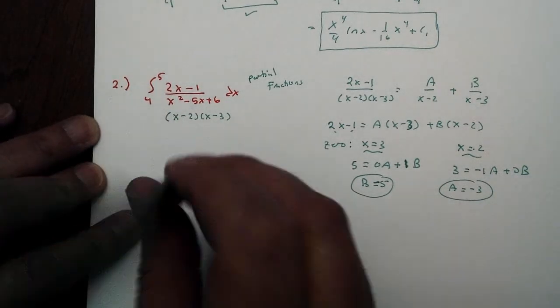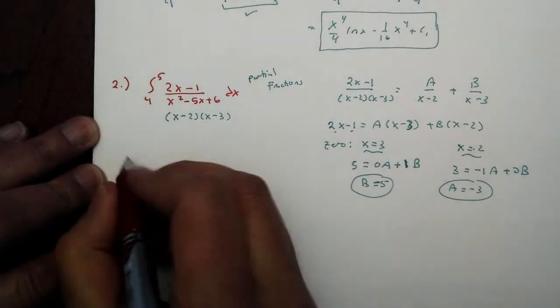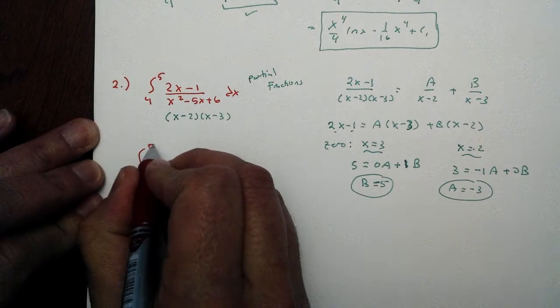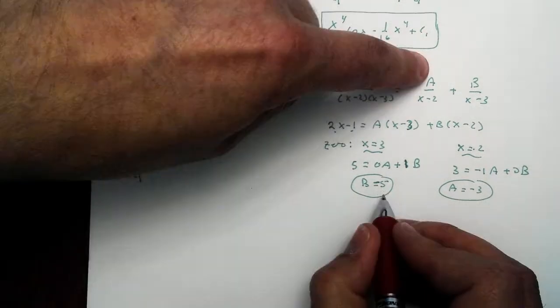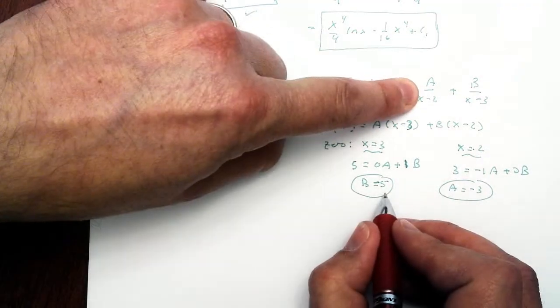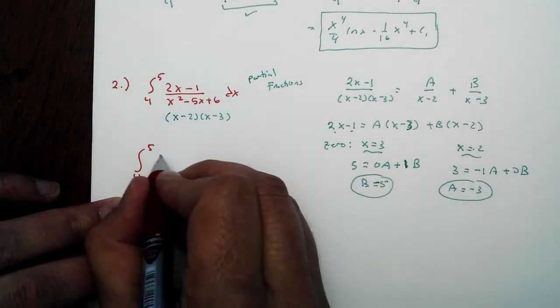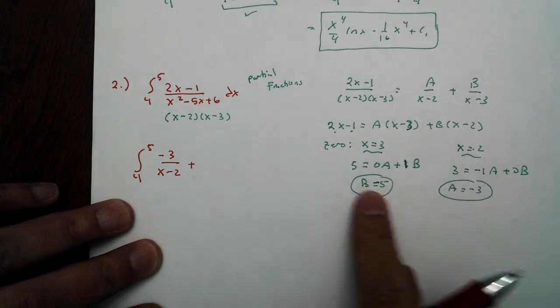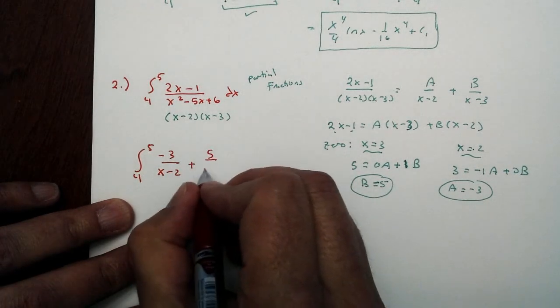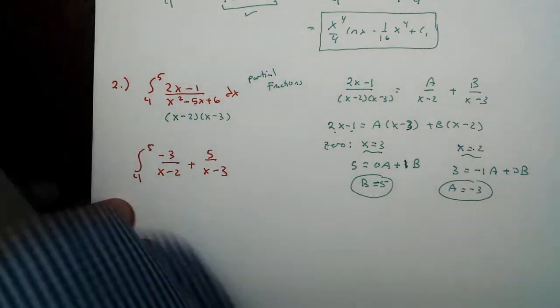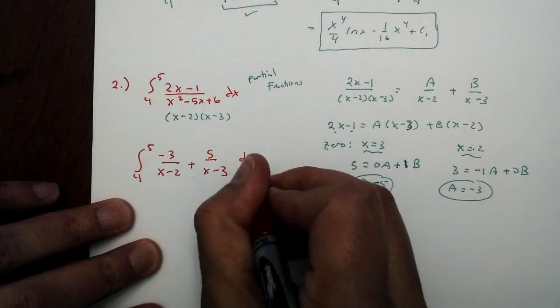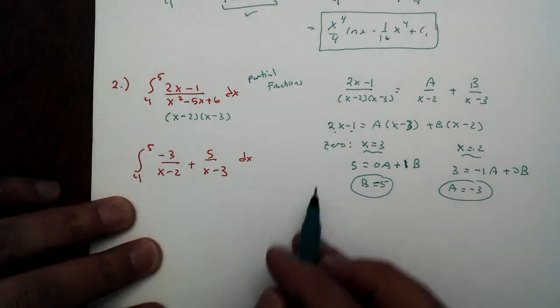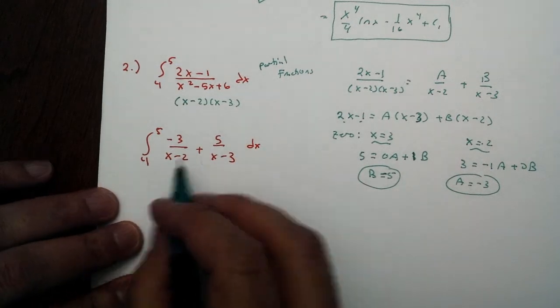So my new integral is going to be from 4 to 5. Plug this in. Remember, this becomes a over x minus 2, so negative 3 over x minus 2, plus b, which we said is 5 over x minus 3. Whoops, oh no, I forgot my differential.